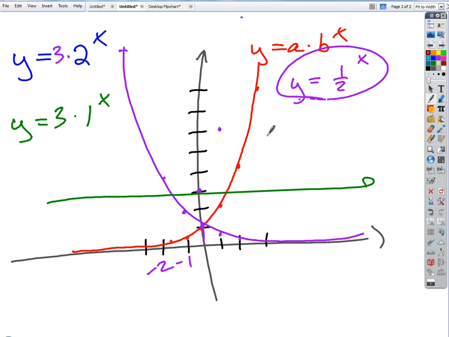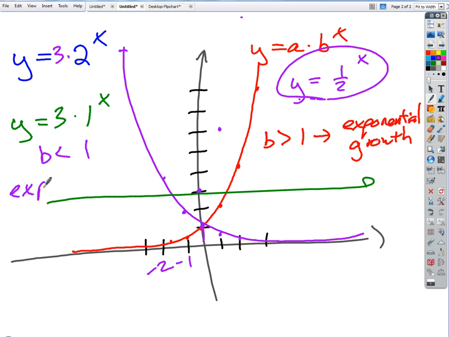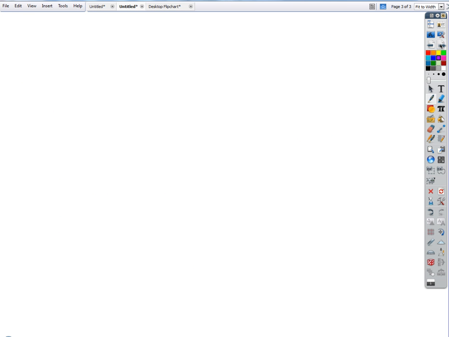So the red example where b is greater than 1 gives us exponential growth, okay? The purple example where b is less than 1 gives us what we call exponential decay. Decay in math means something is decreasing, okay? The function's decreasing, okay? Make sense? Okay, next issue.